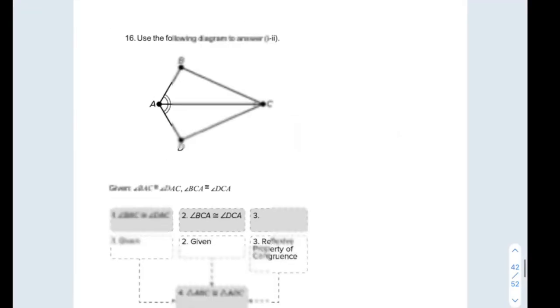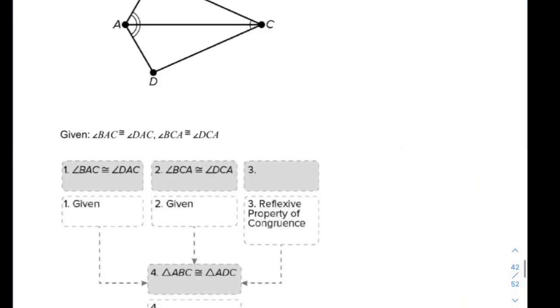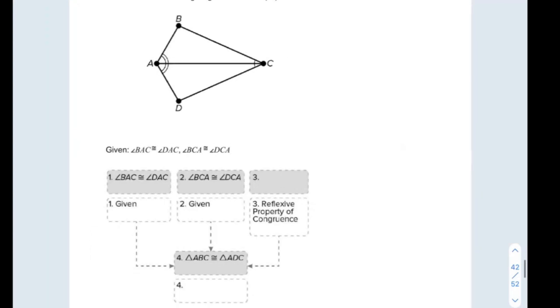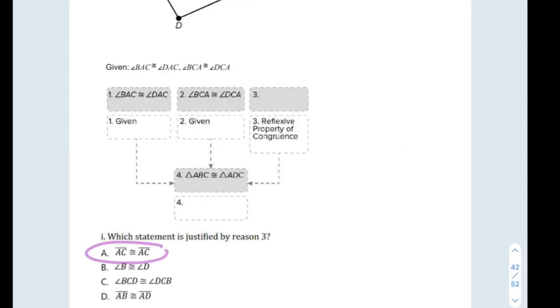Use the following diagram to answer these parts. Given BAC is congruent to DAC, BCA is congruent to DCA. Now let's continue here. This is the missing statement. If you have the reflexive property of congruence, then there is a common side definitely. And this common side is AC as you see. And that means we will use this to fill in the blank.